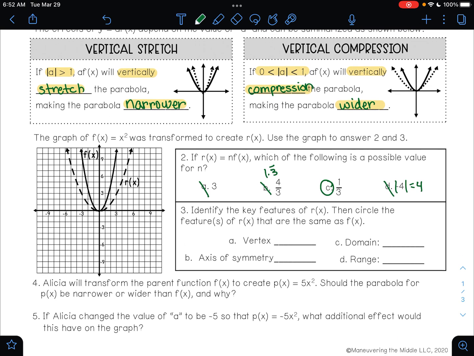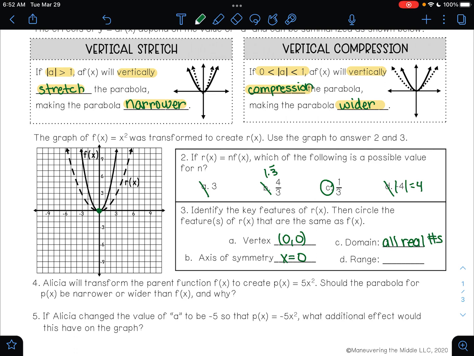Okay, perfect. Now, identify the key features of r of x. So let's go ahead and do that. The vertex of r of x is 0, 0. The axis of symmetry is x equals the x value of the vertex. The domain has 2 arrows, which means it's all real numbers.